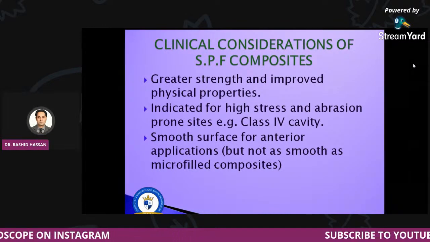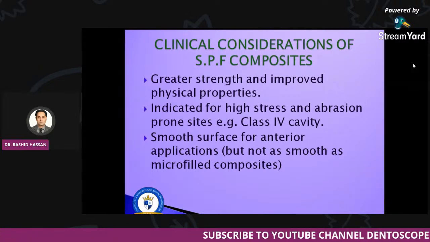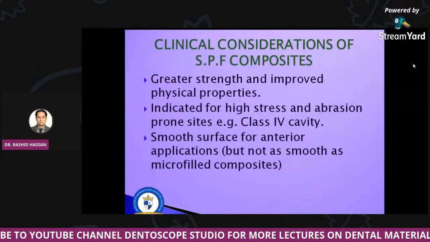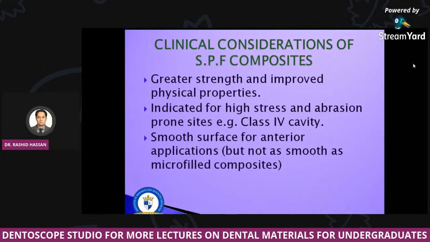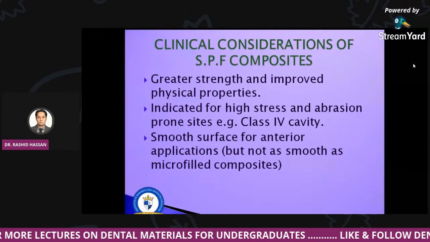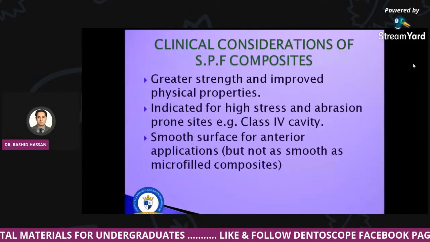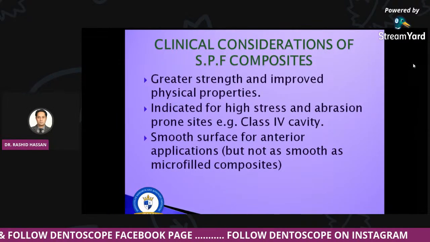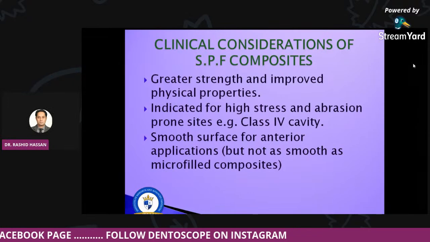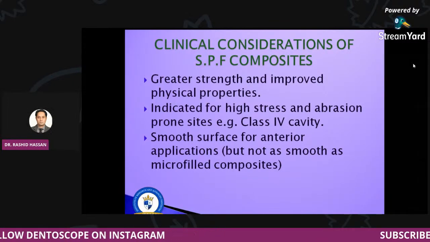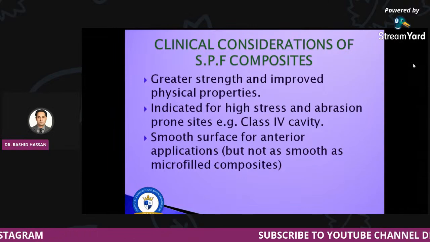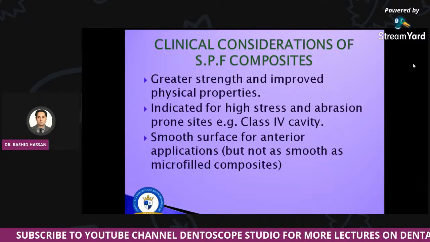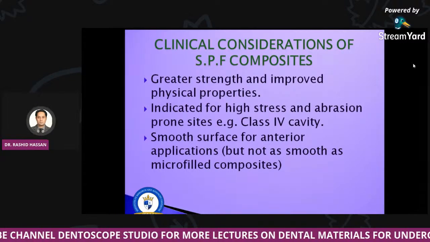So, what are the clinical considerations of a small particle filled dental composite? It had greater strength and improved physical properties as compared to your traditional ones. It is indicated for use in high stress areas and abrasion prone sites, for example, class 4. Class 4 was a prone site because, if you remember, class 4 has proximal caries also involving the incisal edge. So the incisal edge is also going to be restored by the small particle filled composite, and due to large filler loading, it can withstand the abrasion there.